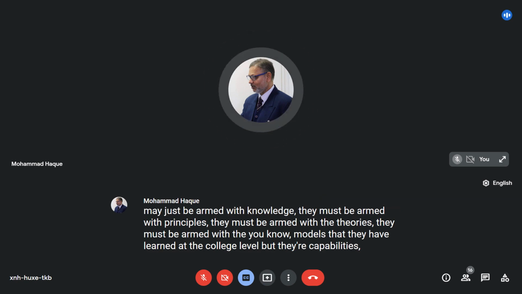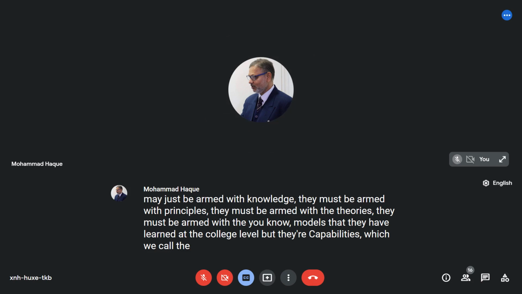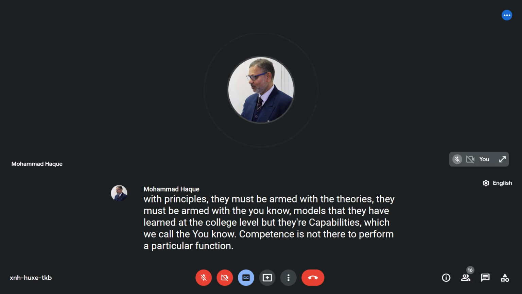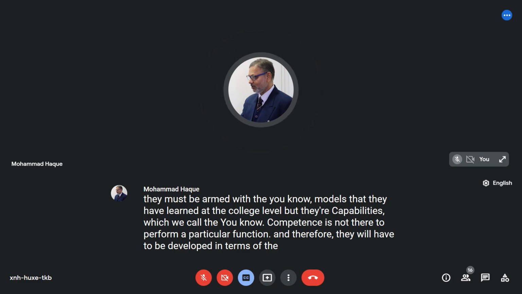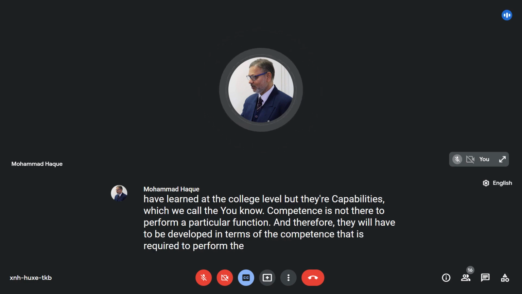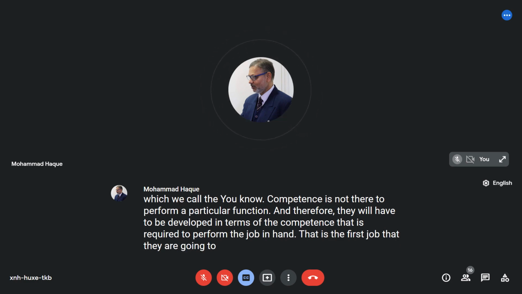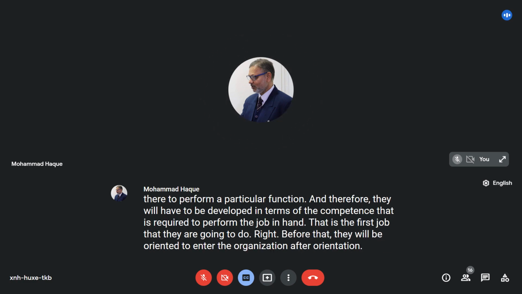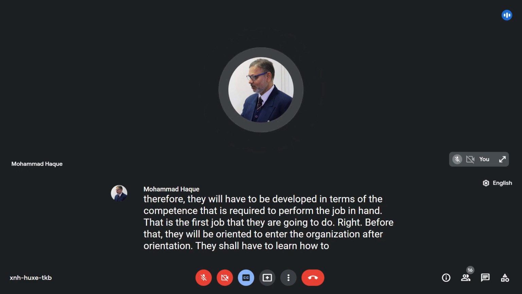capabilities, which we call the competence, is not there to perform a particular function. And therefore, they will have to be developed in terms of the competence that is required to perform the job in hand. That is the first job that they are going to do, right? Before that, they will be oriented to enter the organization. After orientation, they shall have to learn how to do that job.